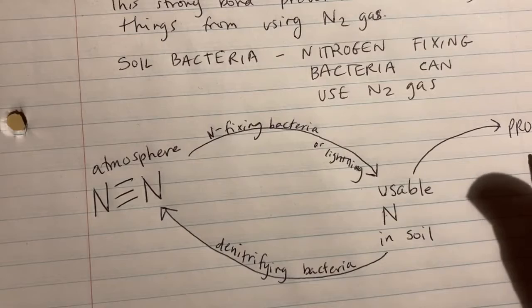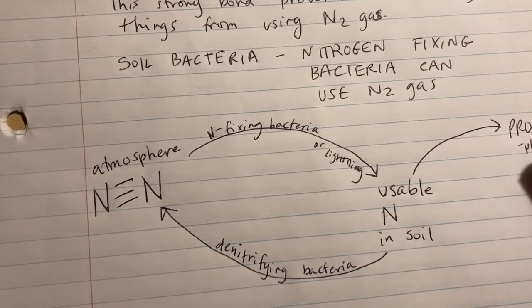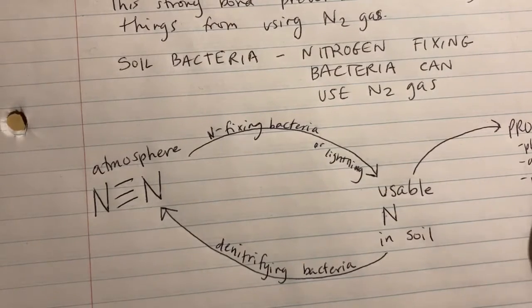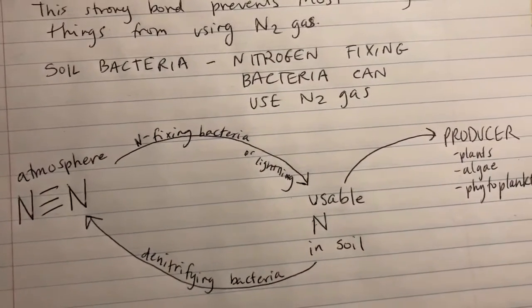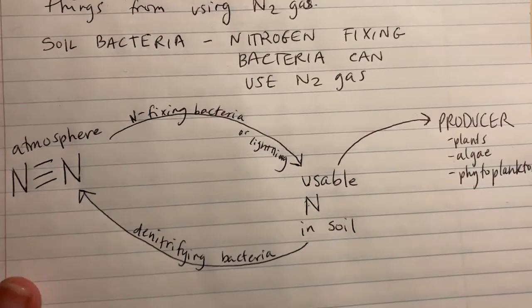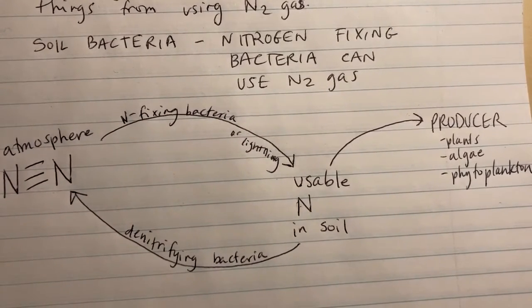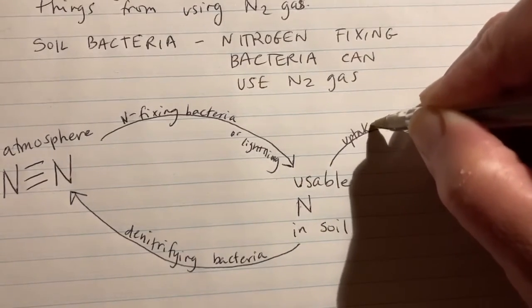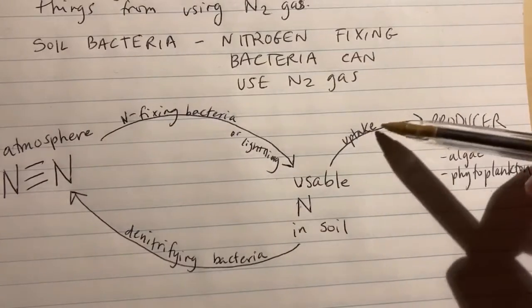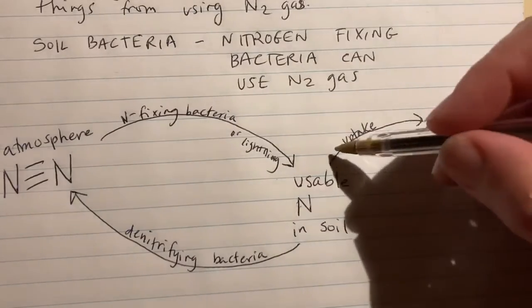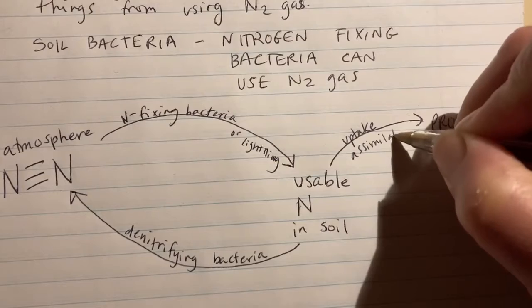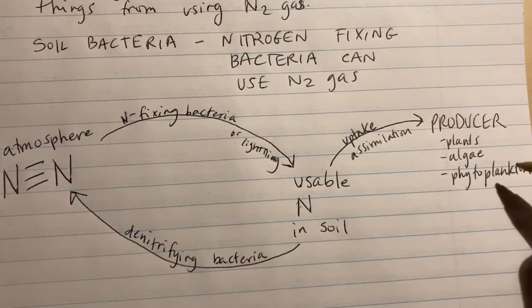Remember, producers can be plants, algae, or phytoplankton if we're in an ocean ecosystem. Oh, you guys can't see that. Let me scooch that so you can see it. Difficult with my little camera here. In order to go into a producer, this is uptake of the nitrogen, or sometimes it's called assimilation, when the nitrogen gets pulled into a producer.